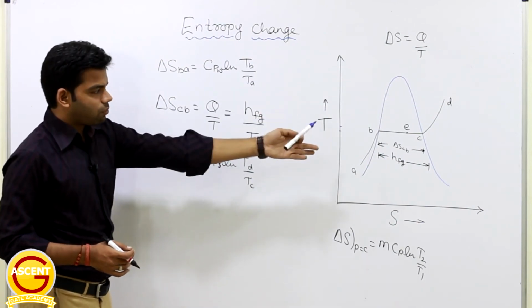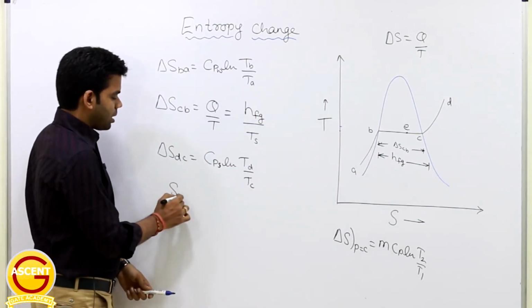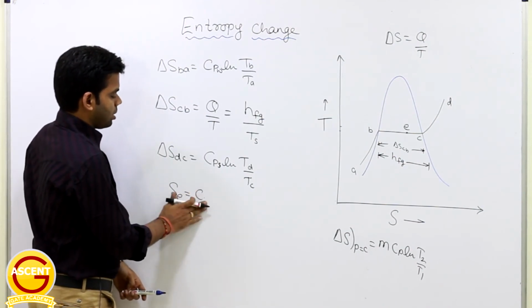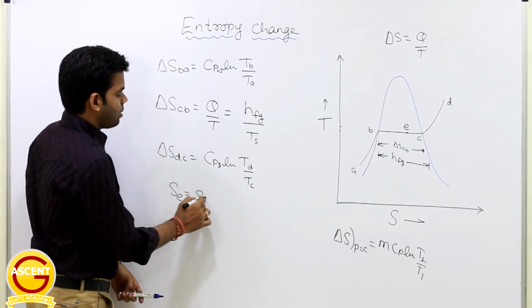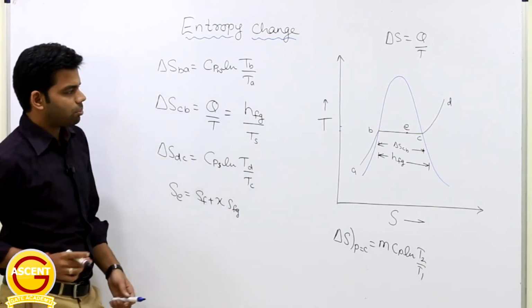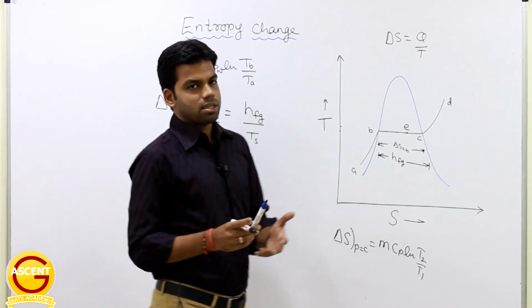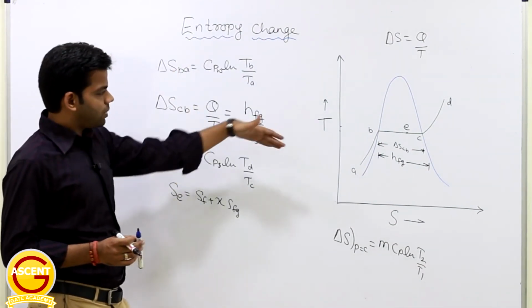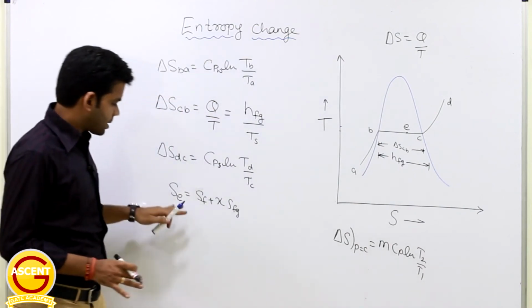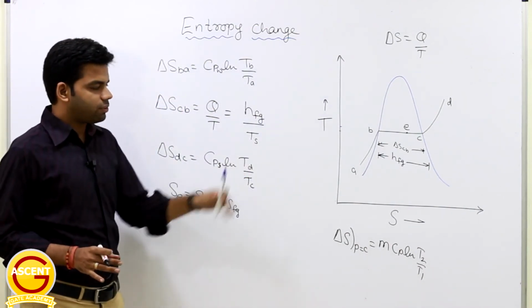And if we want to determine entropy at point E, as I told you, this Se was equal to Sf plus x Sfg. That's it. Okay, so this is how we can calculate entropy or change in entropy at various points. So this was the change in entropy in various processes. Now if I want to calculate entropy at a particular point, so Se, as I told you, is Sf plus x Sfg. We have already seen.